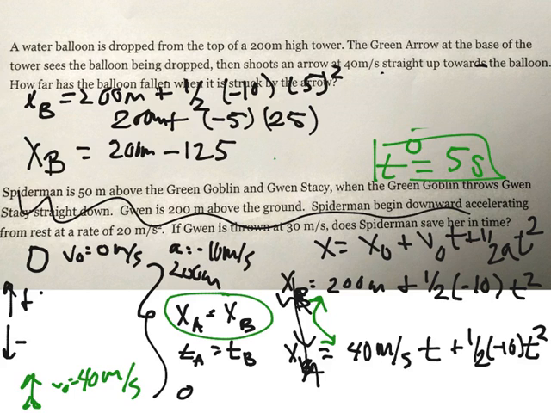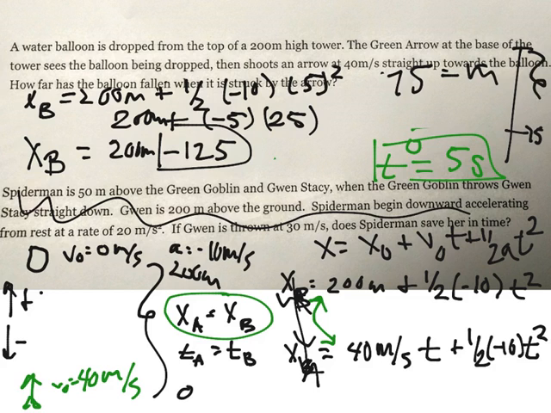And you can really stop here, because this is how far it fell. But you can keep going, and essentially you're going to get 75 out of this. So 75 is where your balloon ended. It fell down to the 75 mark. So the total distance it fell was 125 meters.